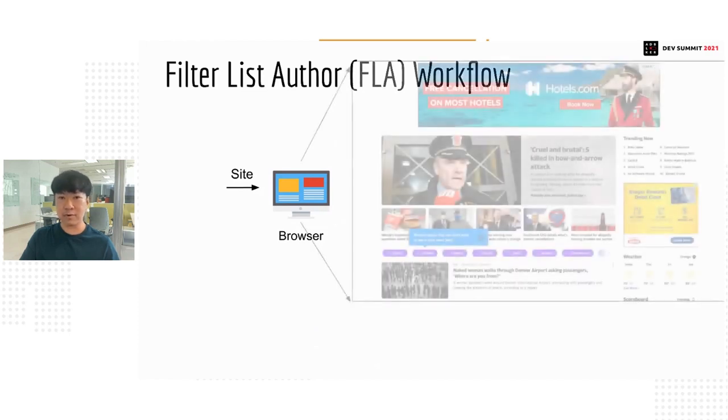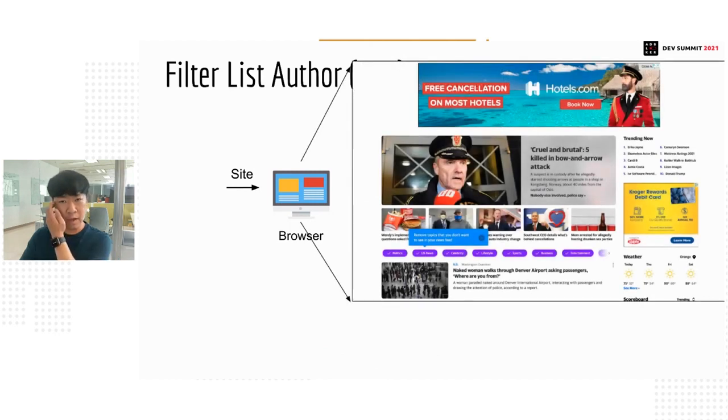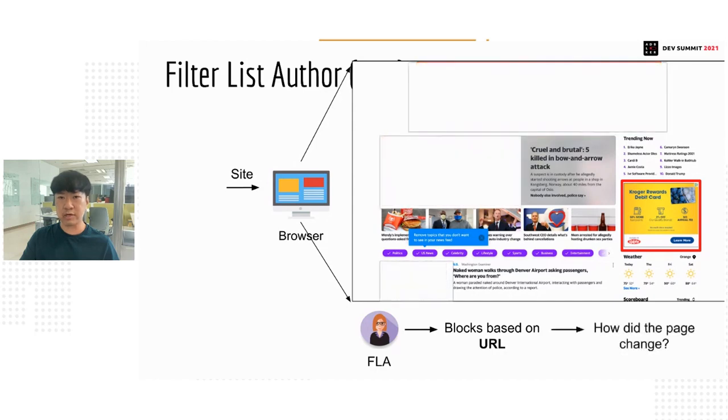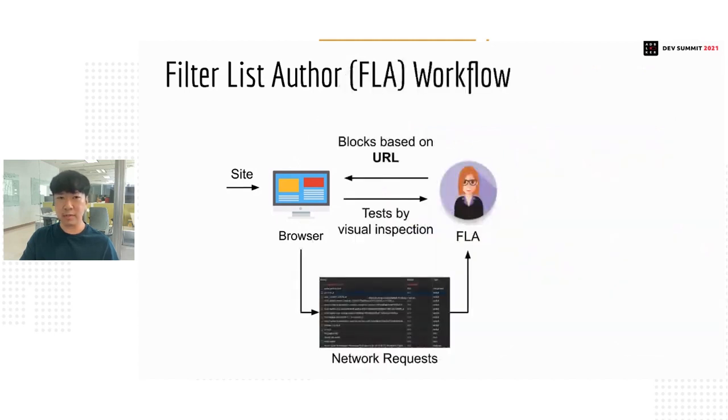For example, given a site here, they'll look at the site without blocking anything, to identify ad locations and where certain images and text are. And then they'll block the URL, and look at how the page changed. Here you can see that there's still one ad being served, and there are a few images that are missing that should not be blocked. So they'll have to do this iteratively until they identify all requests to block.